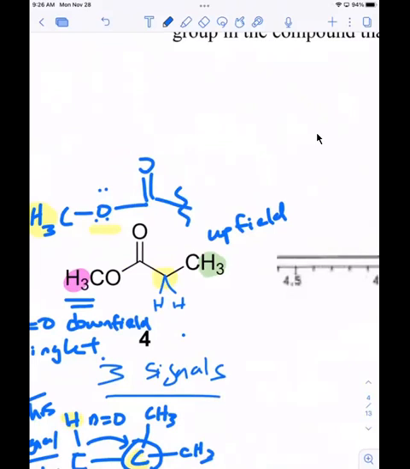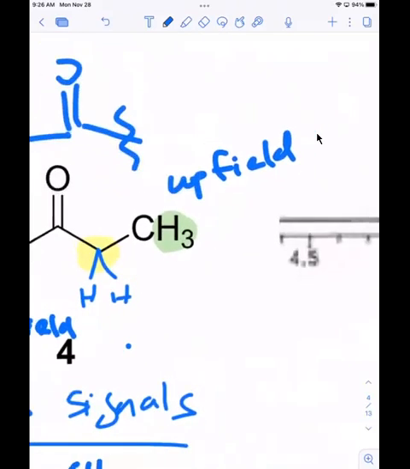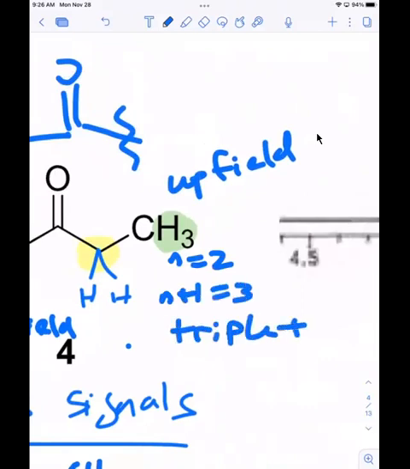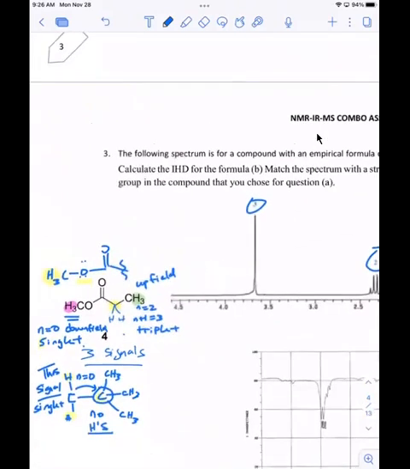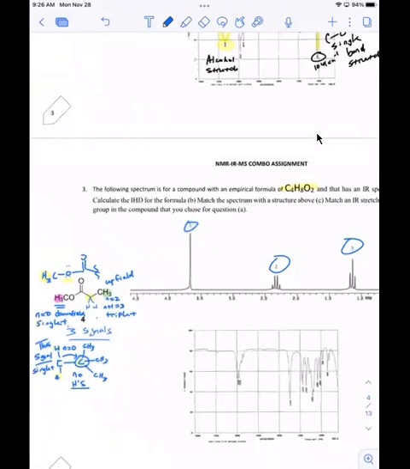The one highlighted in green is going to have 2 neighbors. So N for this one is going to be 2. N plus 1 is going to be 3, so this is going to be a triplet. So now you can tell them apart. We have a singlet and a triplet, both integrating for 3 protons.